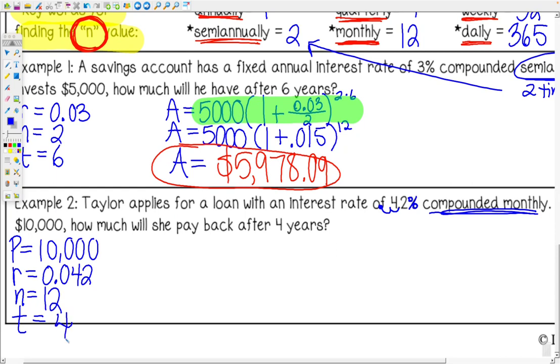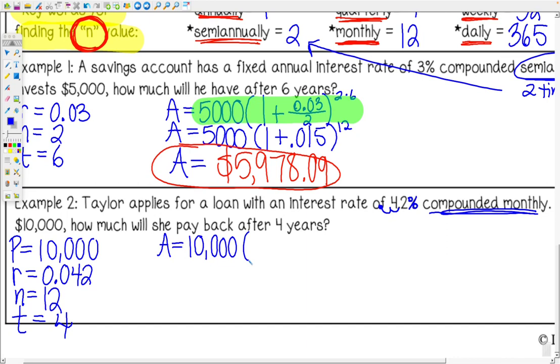Now put all these numbers in the formula, okay? See, I slowed my roll down this time. So I've got A equals 10,000. When you say adding, subtracting, you mean like in the parentheses? Always adding.